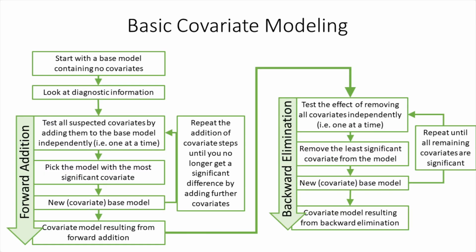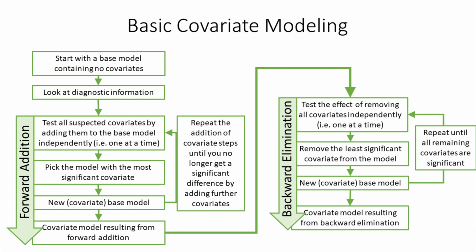So stepwise covariate modeling is shown in this figure here, starting with a base model, looking at diagnostic information, and testing all the suspected covariates by adding them to the base model independently, one at a time. Pick the model with the most significant covariate, add the covariate to the base model. Then you repeat, come back and take the second most significant and add it. Did the model get even better? If it didn't, remove it. If it did, keep it and keep cycling until you have your forward addition model there at the bottom of the first column of boxes here.